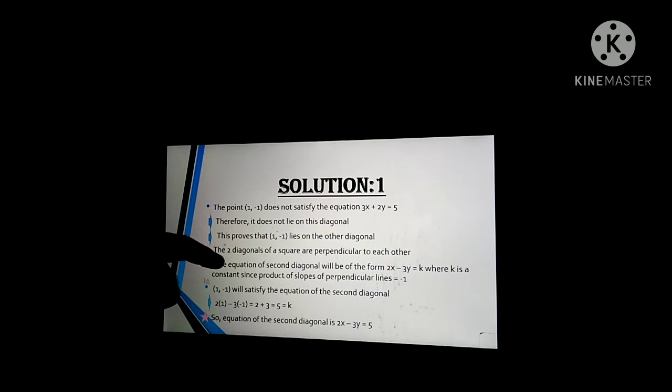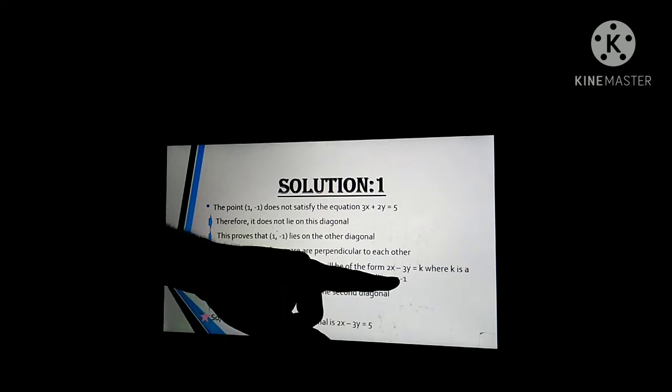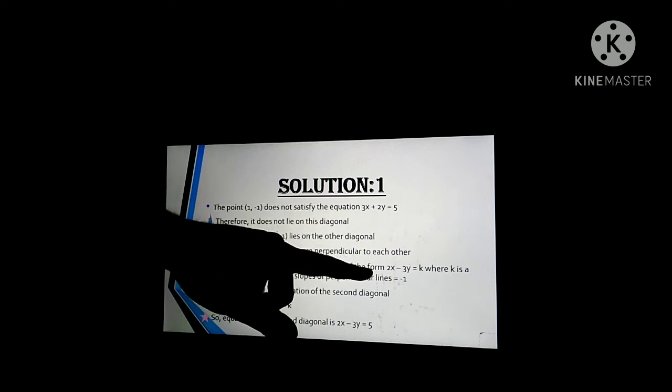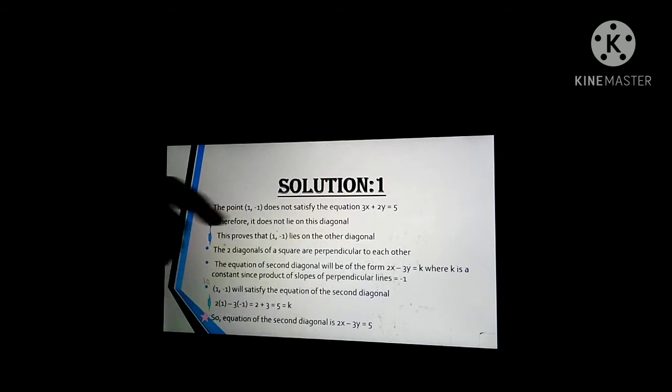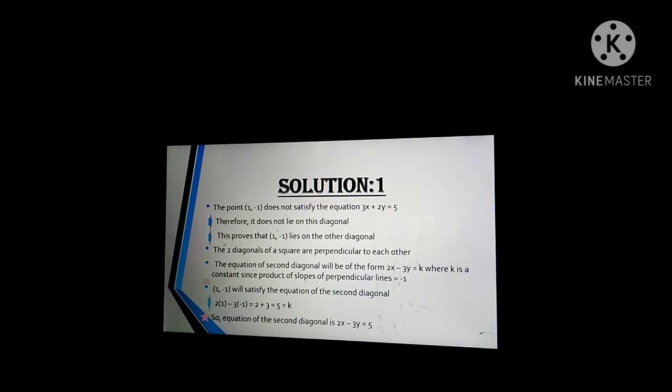Now we also know that the two diagonals of a square are perpendicular to each other. For perpendicular lines, the product of slopes is -1. So if the slope of this line is -3/2, the slope of the other diagonal should be 2/3. And so we can write the equation for the other diagonal like this: 2x - 3y = k, where k is a constant.